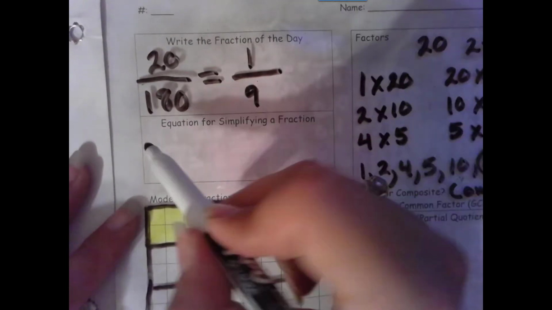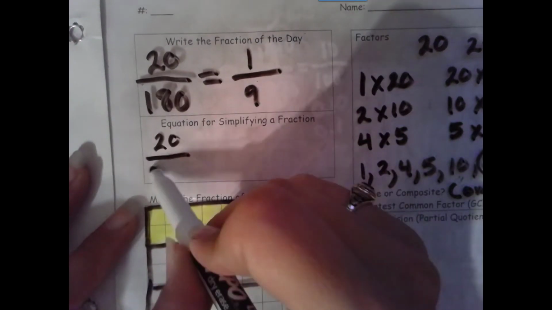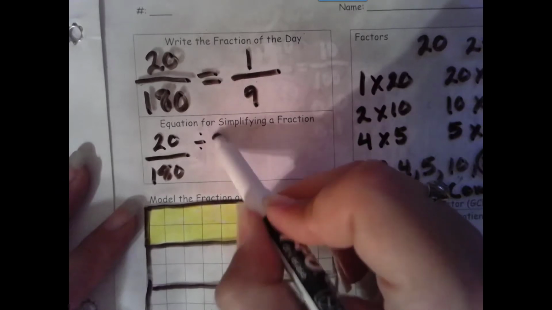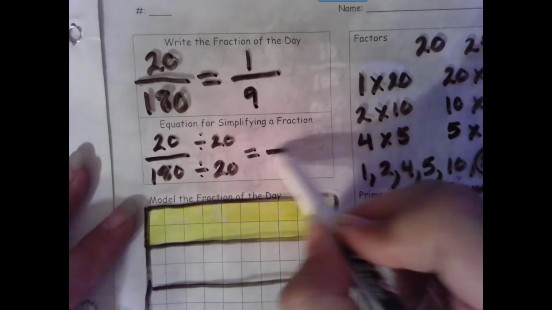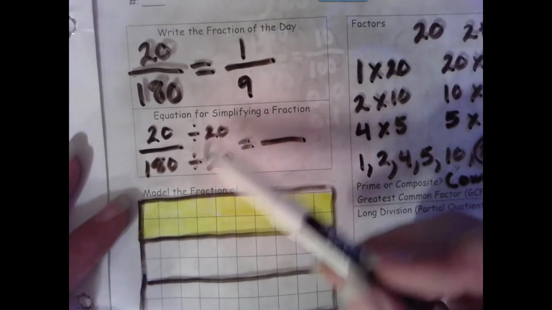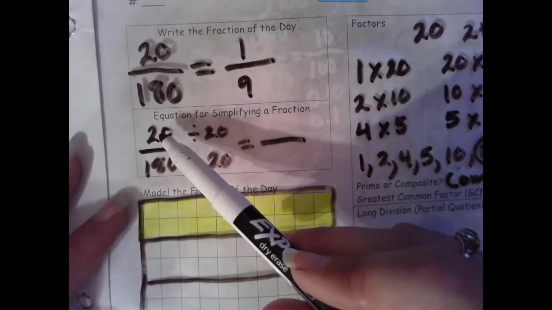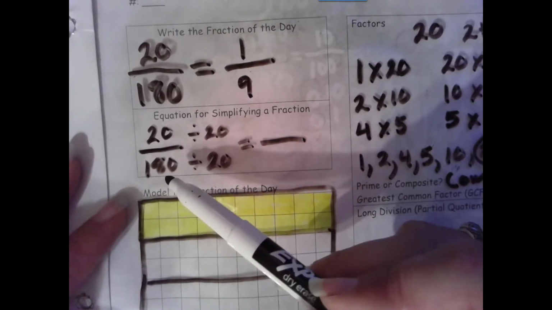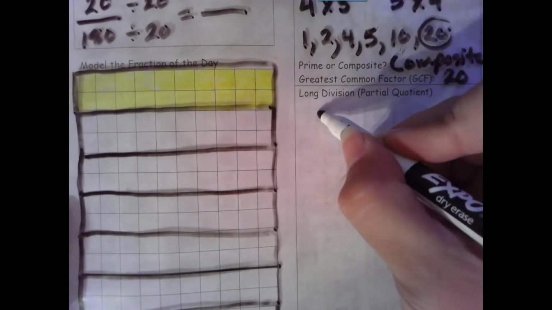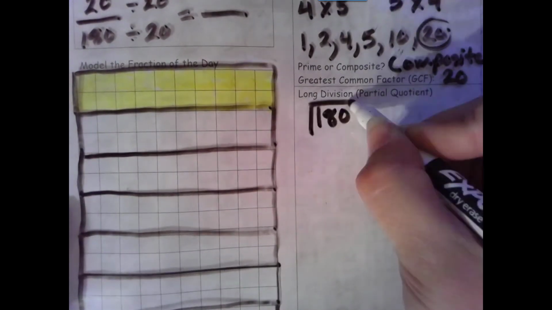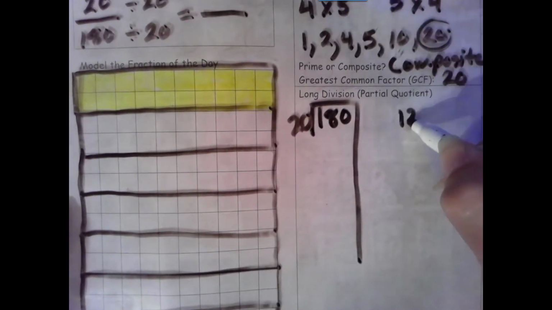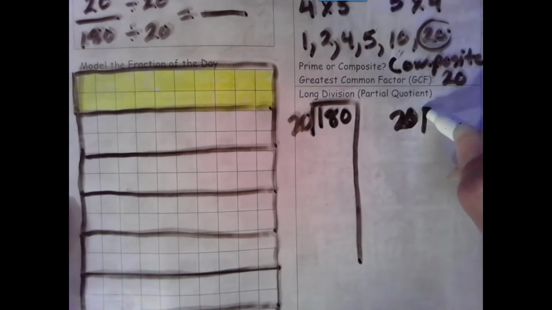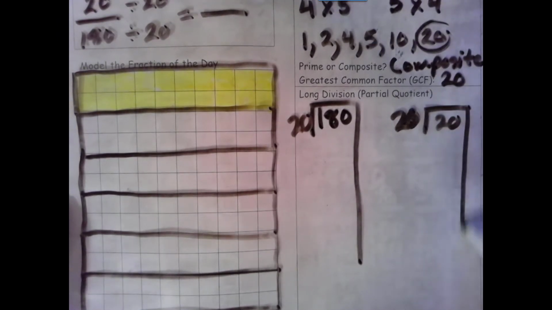Alright, let's go ahead and prove it with our algorithm. We're dividing by 20. Remember, we always divide by the same number because we didn't make different groups for 20 than we did for 180. And we're going to use our greatest common factor. So 180 divided by 20, and 20 divided by 20.